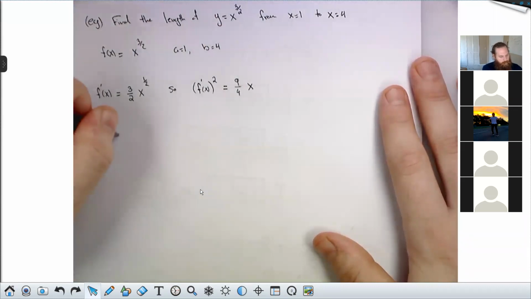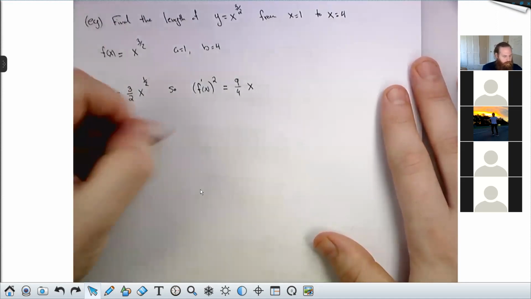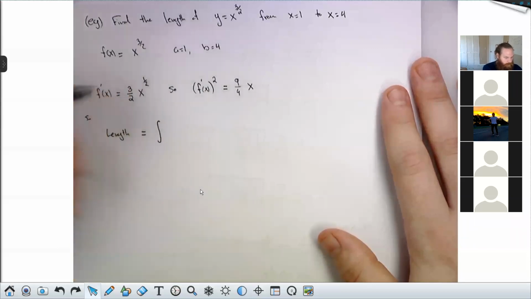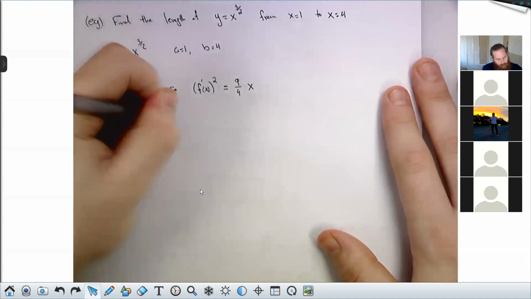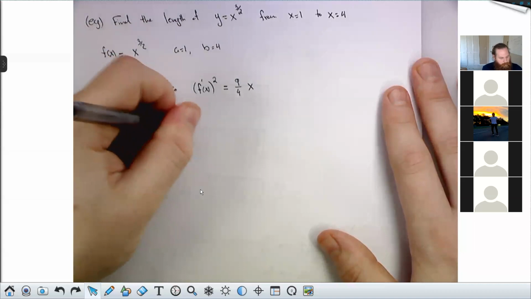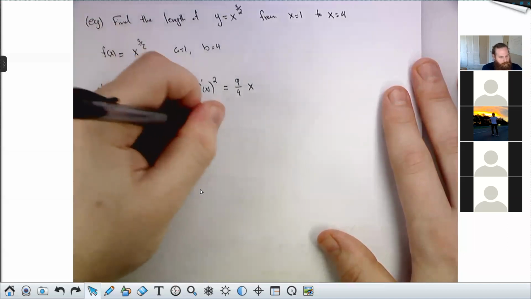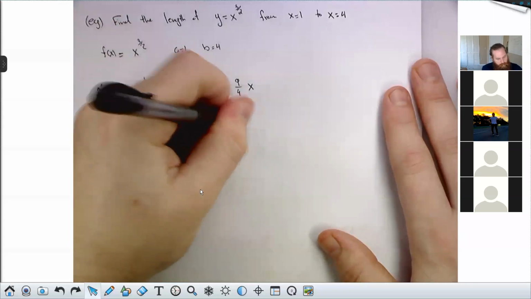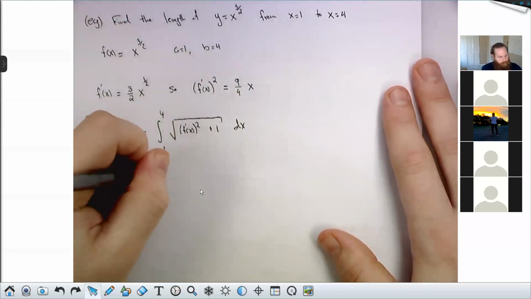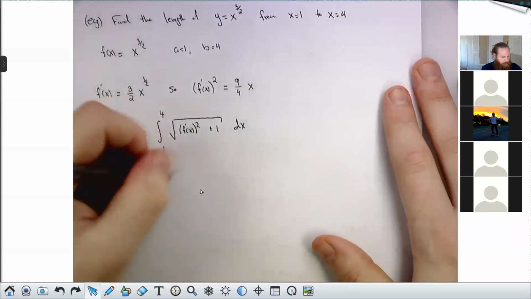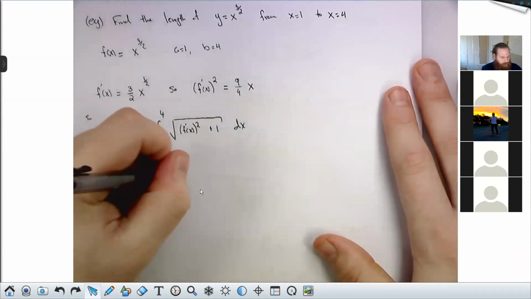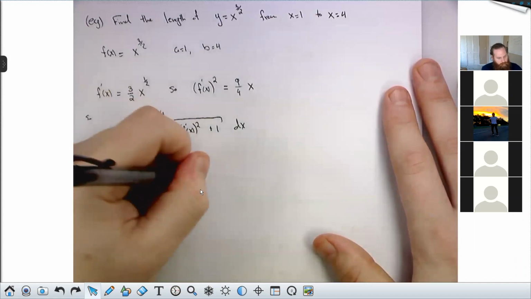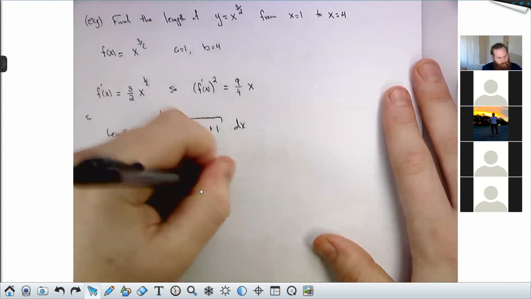So the length, which traditionally in differential geometry we would call S, but your book uses L. I'm going to avoid any confusing notation just by writing length, is the integral from a to b of the square root of f primed of x all squared plus 1 dx, which is the integral from 1 to 4, square root, f primed was this, f prime squared was this, so this is 9/4 x plus 1 dx.